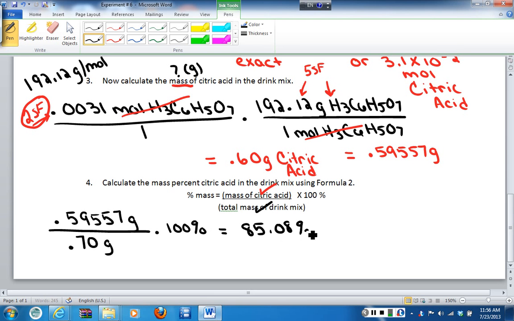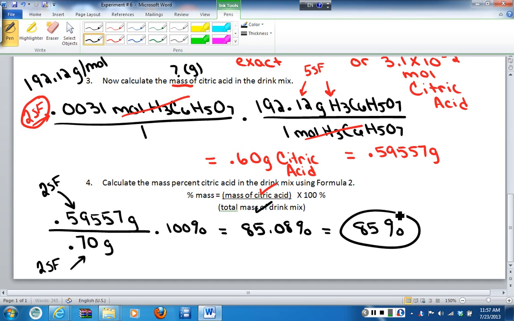We get an answer of 85.08%. Now we have to account for significant figures. With this number, even though we're using all of the digits, only 2 of them are significant. This number also has 2 significant figures. That means our final answer can only have 2 significant figures. So our final answer for this problem is 85% citric acid.